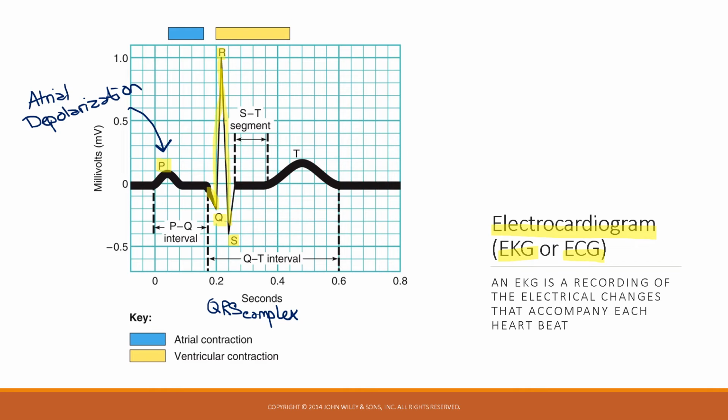The QRS complex represents rapid ventricular depolarization. So this entire QRS wave is that rapid ventricular depolarization, and this happens as the action potential spreads through those ventricular contractile fibers.